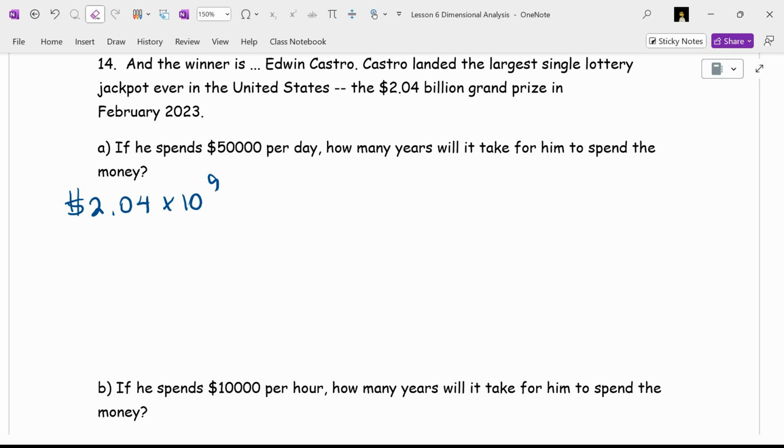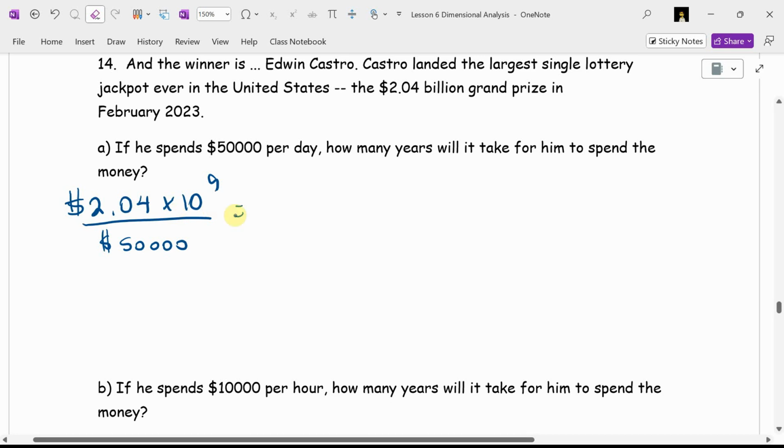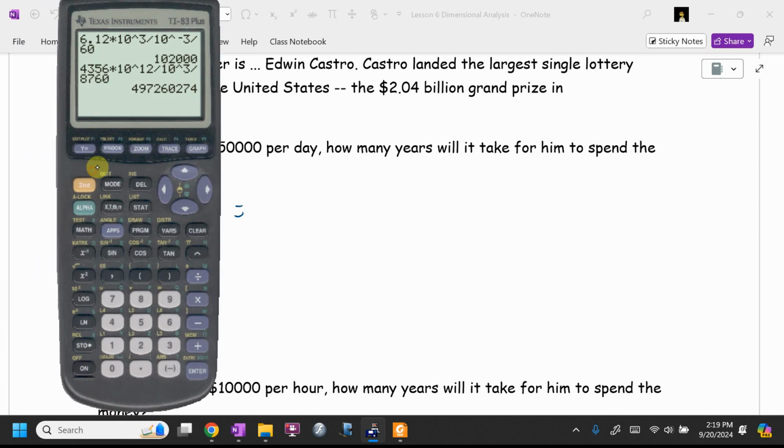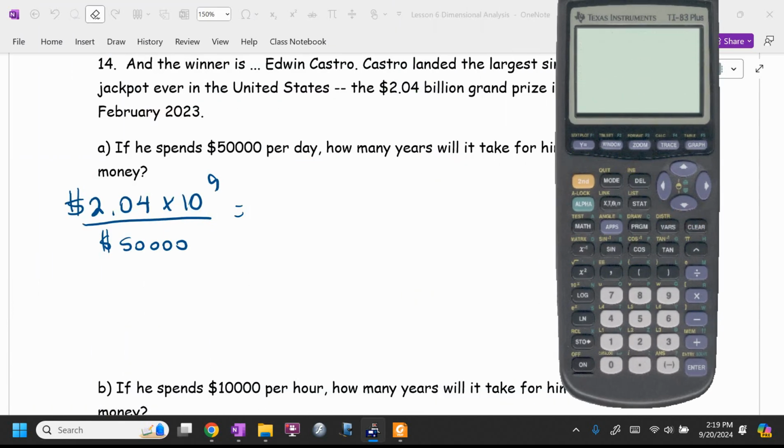I'm going to take that, and what I'm going to do is I'm going to divide it by $50,000, because that's going to tell me how many days it would take him to spend this. So once you've written that down, let's spend the money. Everybody, you can get your calculator out. You can go 2.04, scientific notation button, 9 divided by 50,000. This will tell us how many days it would take. And I get 40,800 days.